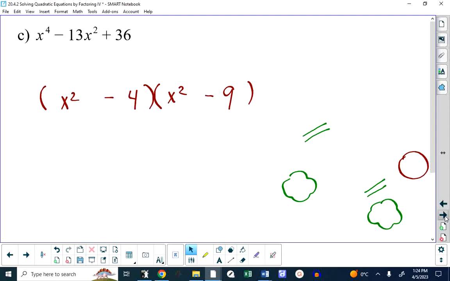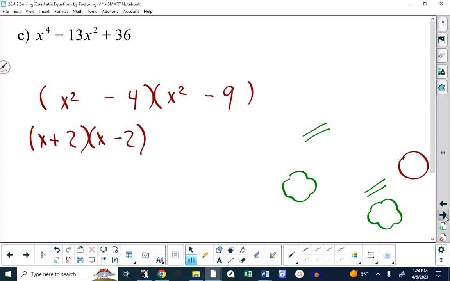So that's the answer. Are there any questions with that? Is that the answer? Owen? Can we factor further? Yeah, they're both differences of squares. X squared minus 4 is a difference of squares. We can factor it into x plus 2, x minus 2. We can factor this into x plus 3, x minus 3.